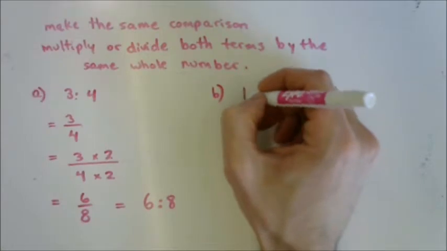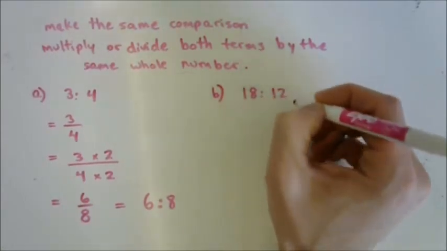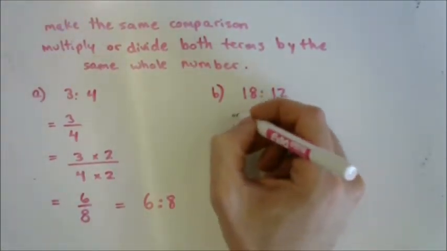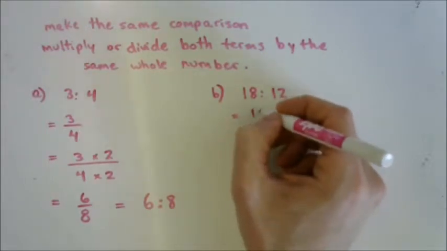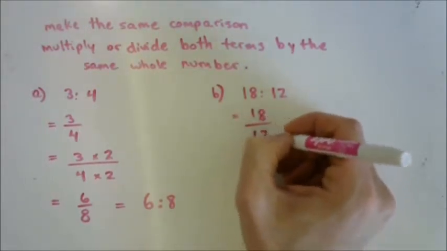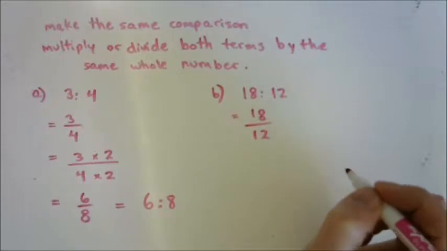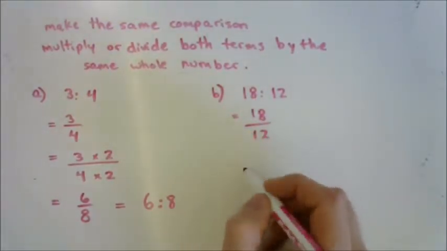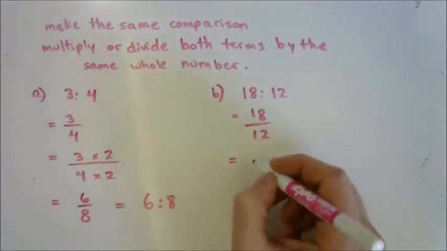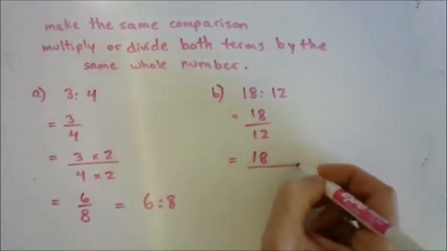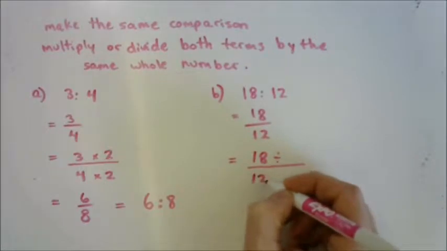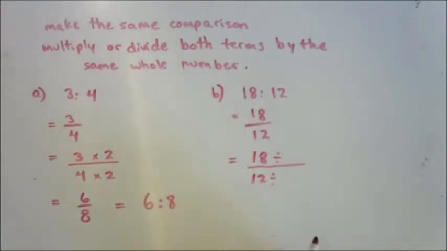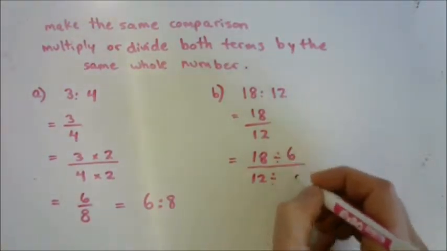B is another quick example. We're given 18 to 12 as our ratio. This time we're going to show division. So we can create an equivalent ratio by dividing both terms by the same value. So I'm first converting into fraction form so that you can see what's happening here. You don't need to do this. It just makes it easier to see. Now, as long as I divide top and bottom by the same number, I'll get an equivalent ratio. 6. Sure, 6. Good choice.